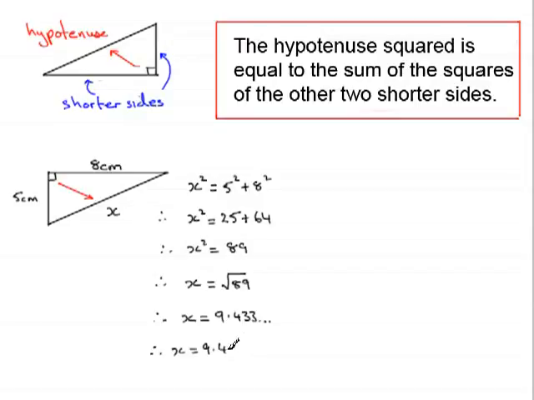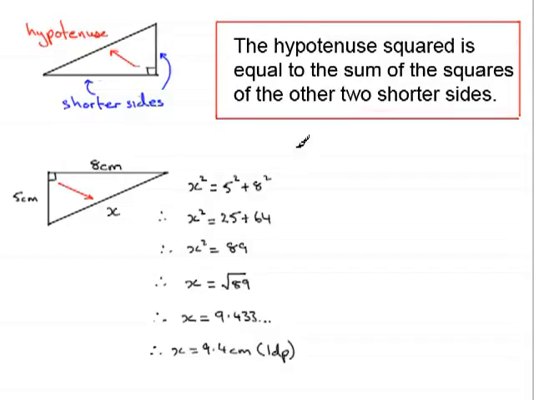Don't forget the units, which is centimeters, and don't forget to write in the approximation, in this case 1 decimal place. And it's always useful just to look at your answer and check to see if it makes sense. 9.4 centimeters is longer than the 5 and the 8 centimeters. Okay?